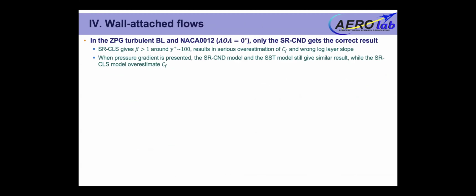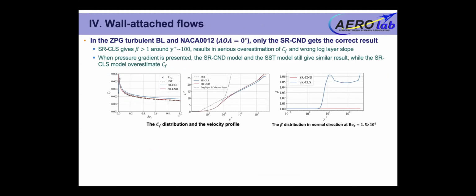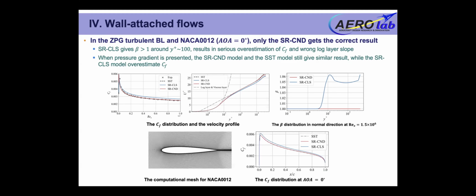Now let's look at the wall attached flows. In the zero pressure gradient turbulent boundary layer and the NACA 0012 airfoil at zero angle of attack, only the SR-CND model gets the correct result. The SR-CLS model gives a beta larger than 1 around y plus 100, which results in a serious overestimation of friction coefficients and the wrong log layer slope, as you can see in the first 2 panels here. And when the pressure gradient is present, the SR-CND model and the SST model still give very similar results, as you can see in this NACA 0012 airfoil case, while the SR-CLS model again overestimates the friction coefficients, which will definitely increase the drag coefficients.